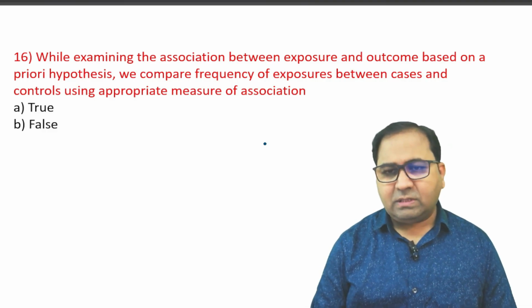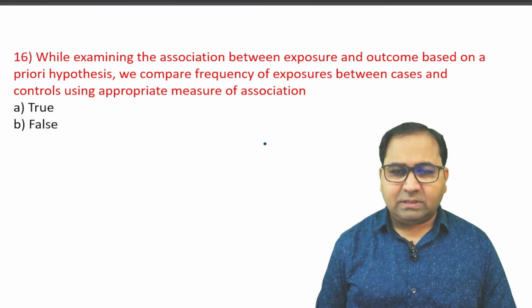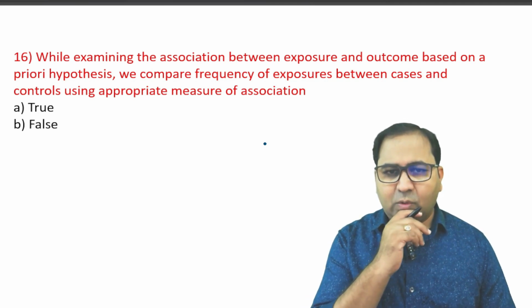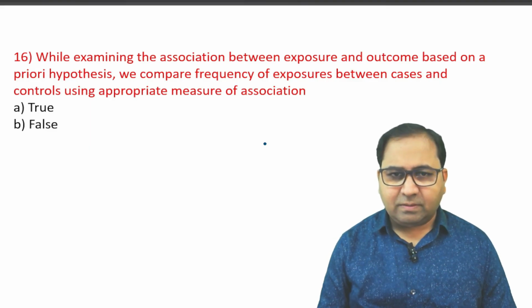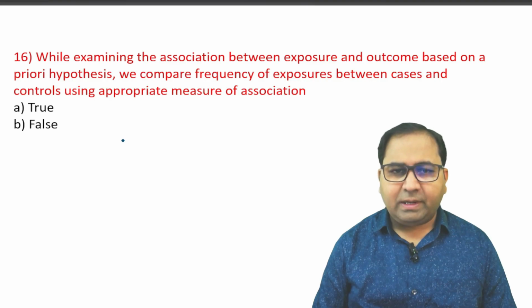While examining the association between exposure and outcome based on a priori hypothesis, we compare frequency of exposures between the cases and controls using appropriate measures of association. Is it true or false? We have seen this in previous chapters.